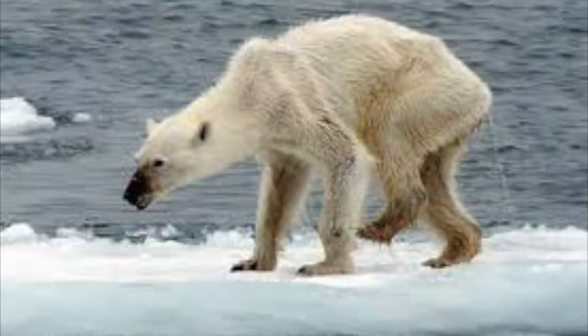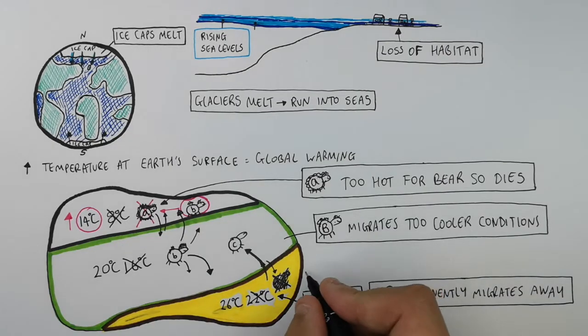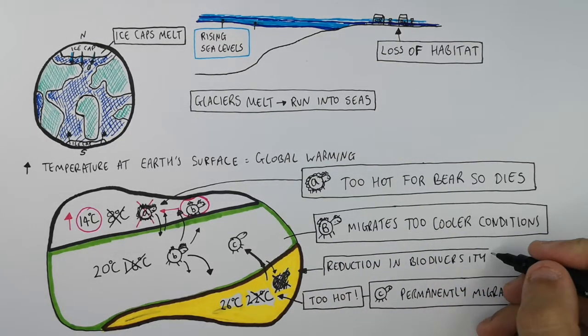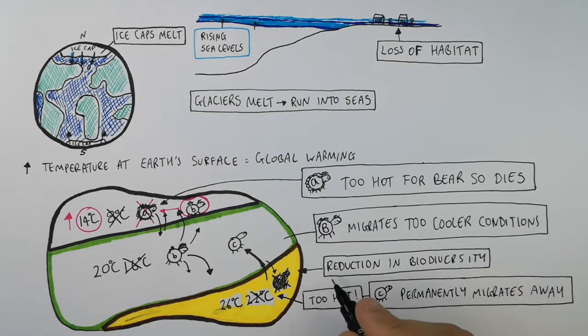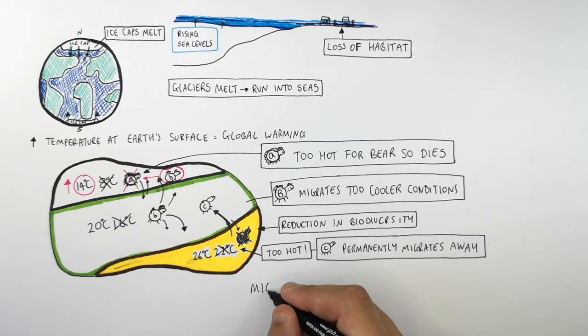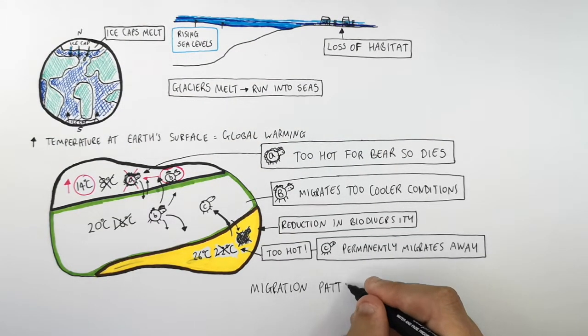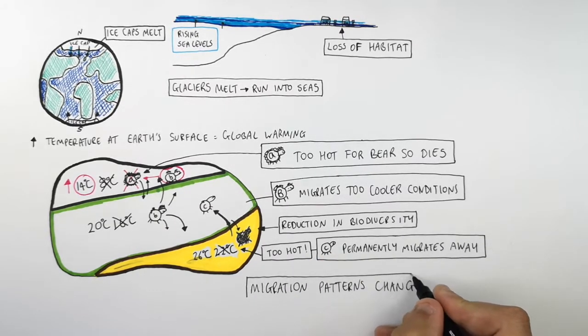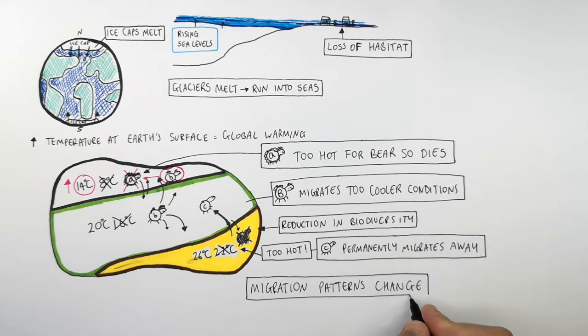And as you can see in this picture, this shows what can happen to bears when it gets too hot. They can't stand on ice to hunt, so they're more likely to die because they can't eat and breed. So now you see bear A die, so there's a decrease in biodiversity in the northern regions. And there's also going to be a reduction in biodiversity in the southern desert regions. And because it's too hot, fewer animals are going to migrate into the hotter desert conditions. So the migration patterns change. Animals are now going to permanently move away from the unbearably hot conditions.